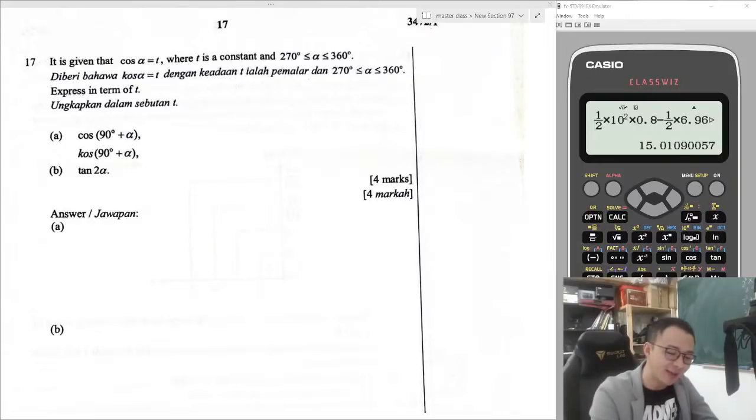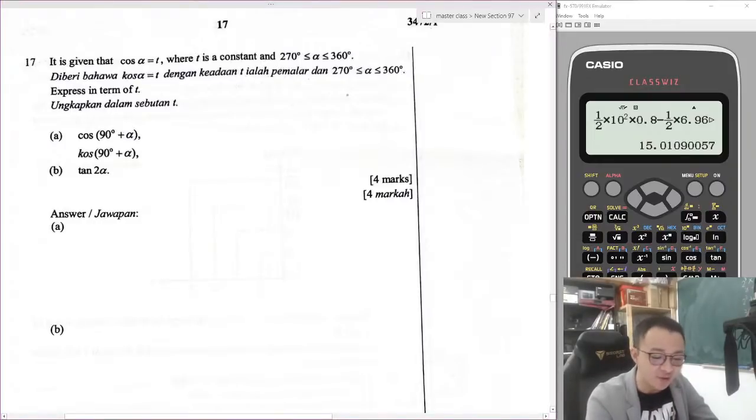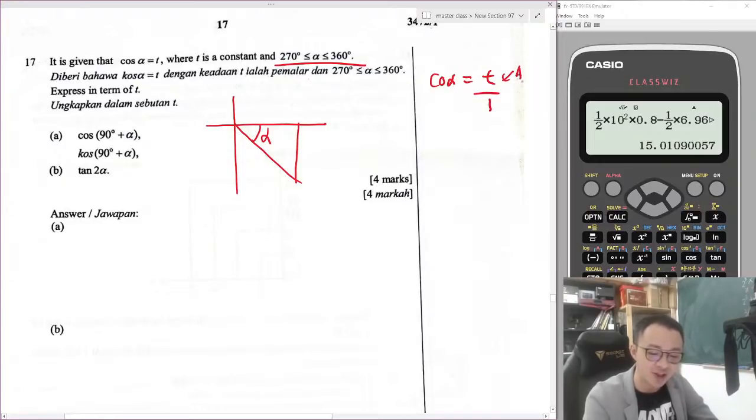Alright, let's come back to this one. This one is in the fourth quadrant. So what we want to do here is draw a triangle in the fourth quadrant. The angle will be alpha. So cos alpha equals t, which is t over 1. So this one will be the adjacent, and this one will be the hypotenuse. The hypotenuse is 1, the adjacent will be t.